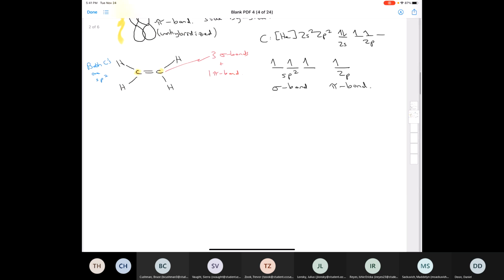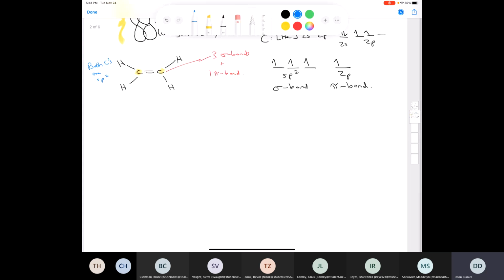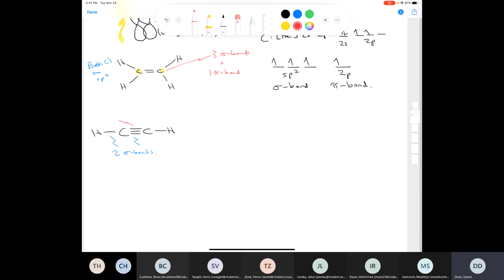What about the molecule that had the triple bond? Let's take a look at that. Each one of these carbons has 2 sigma bonds, and each one of these carbons has 2 pi bonds. That means it's going to have 2 unpaired electrons in hybrid orbitals and 2 unpaired electrons in unhybridized orbitals. Let's start over.